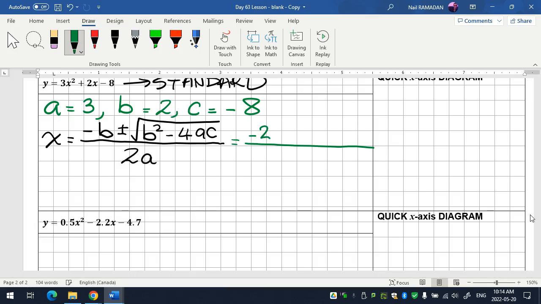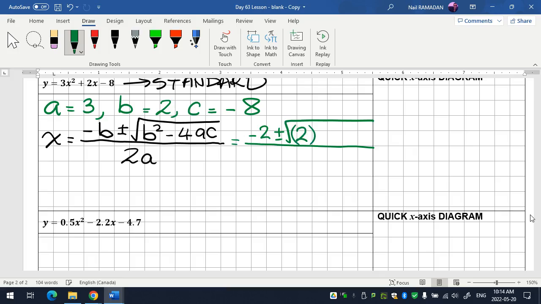Negative 2. Then you do plus minus square root. What's my first thing inside of the square root? It's b squared. So it's squared, not double. Double means multiplied by 2. Square means multiplied by itself. No problem. So everyone, 2.